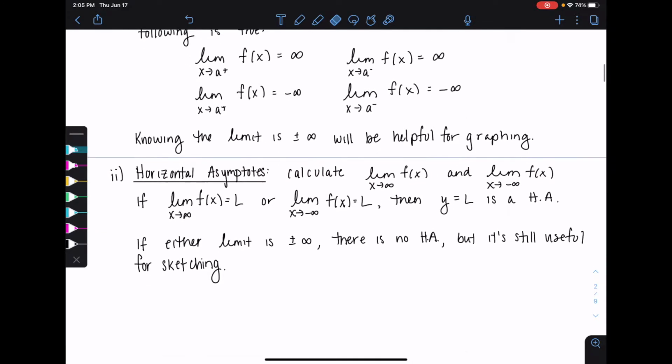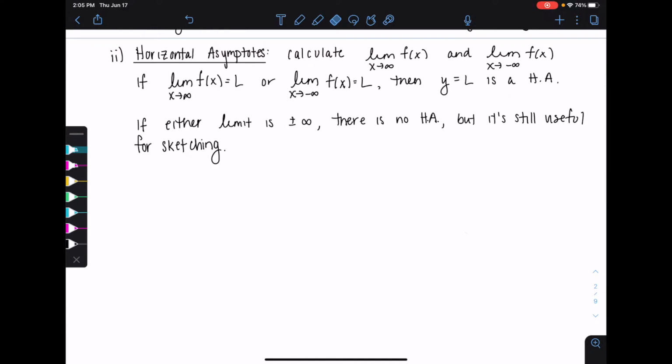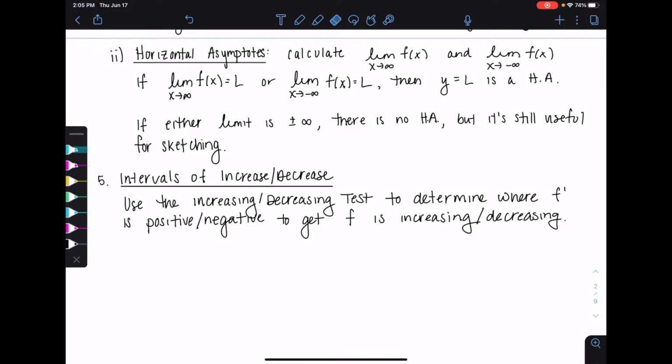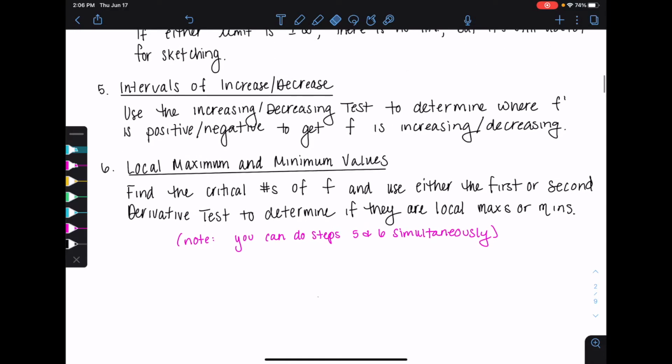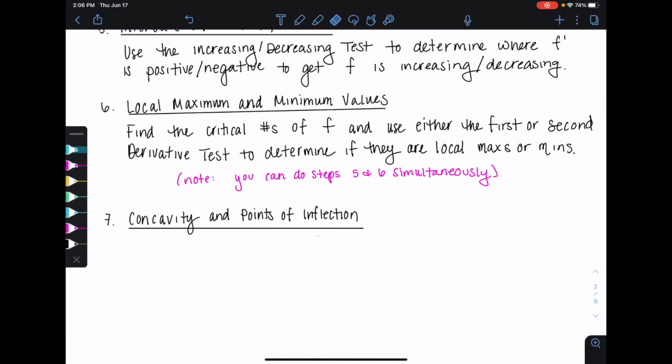Okay. After that, now we can use all the applications of derivatives. So we can find where the function is increasing or decreasing by basically figuring out where that first derivative is positive or negative. With that, you can then find your local max and min values. So you find those critical numbers, and then you can use the first or second derivative to determine if they're maxes or mins. And really, you can kind of do these steps simultaneously because you're going to figure out where it's positive, where it's negative. You'll have those nice little charts. Immediately, you're going to know maxes or mins. Then finally, you can find your concavity, so you know which way the curve is going to face.